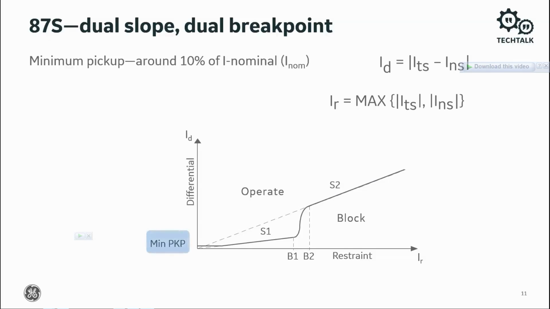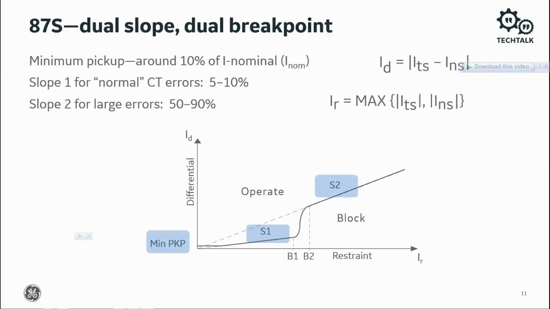There's a minimum pickup of usually between 10% and 30% of nominal current. Slope S1 is for normal CT inaccuracies of 5 to 10%, and slope 2 is for large CT inaccuracies at large currents. The slope 2 settings are normally 50% to 90%. The two breakpoints B1 and B2 define the end of linear CT behavior, that's B1, and the beginning of CT saturation at B2. Percent differential protection operates on a per-phase basis.